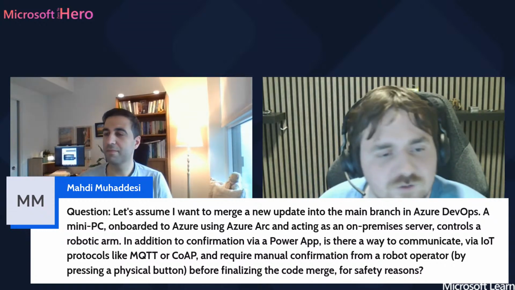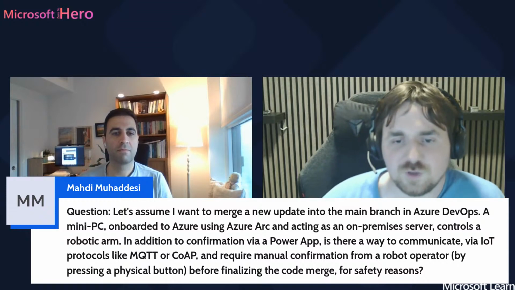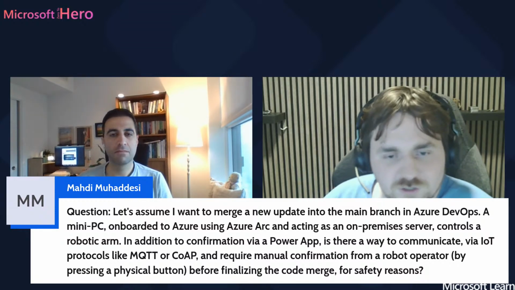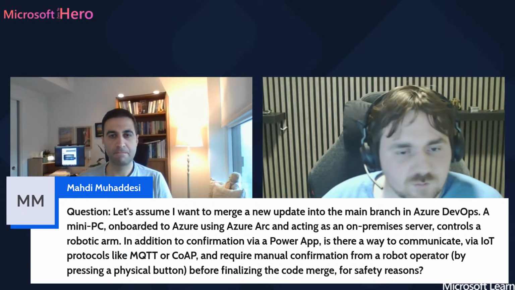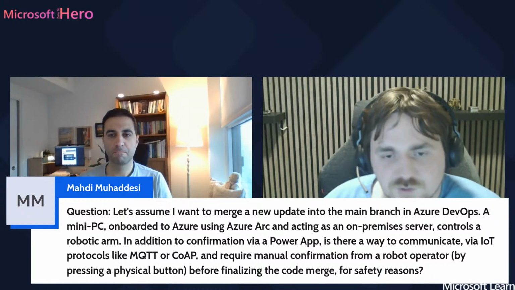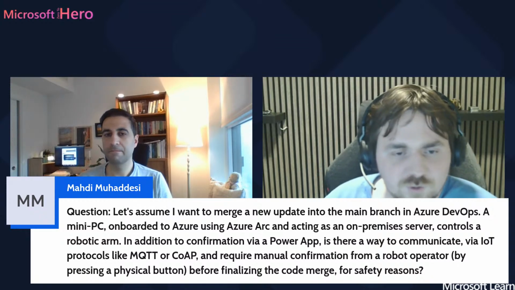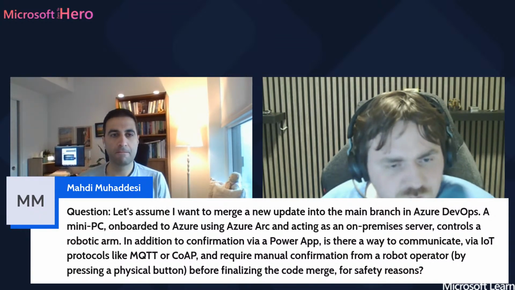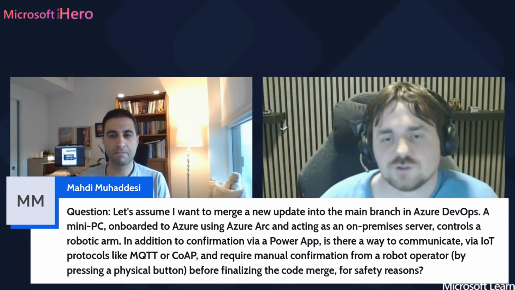Okay, so the question is, let's assume I want to merge a new update into the main branch in Azure DevOps, and a mini PC onboarded to Azure using Azure Arc and acting as an on-premise server controls a robotic arm. In addition to confirmation via Power Apps, is there a way to communicate via IoT protocols like MQTT or CoAP and require manual confirmation from a robot operator by pressing a physical button before finalizing the code merge for safety reasons?